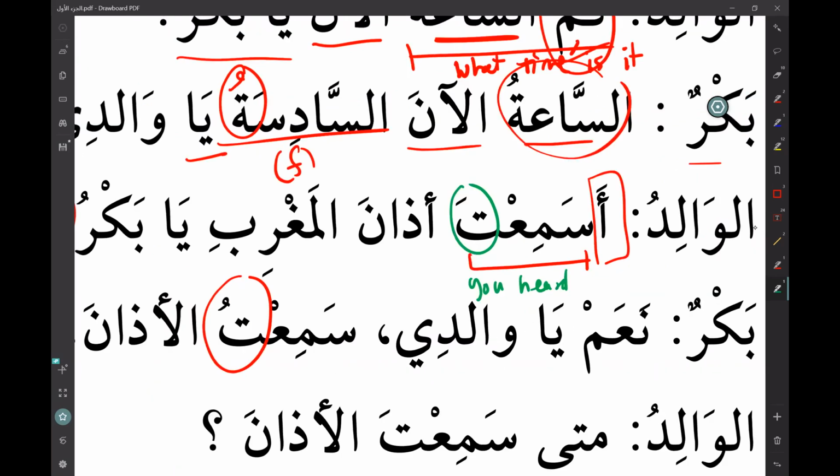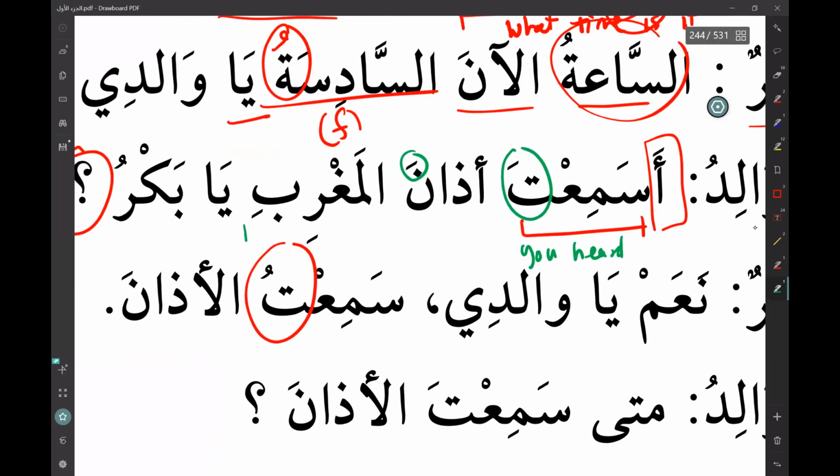Do you know why we have fatha in the adhan? Because this is what? This is the object of the verb. Did you hear? Yes, maf'ul. This is the object. Did you hear what? Did you hear the adhan? So that's why we have fatha.